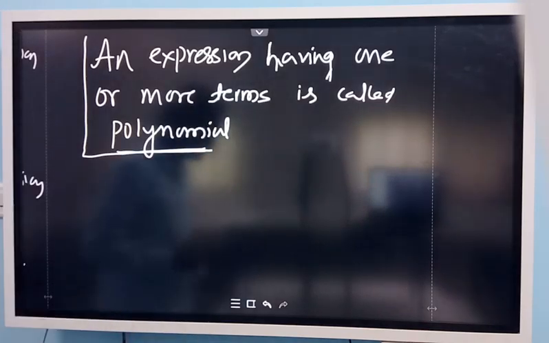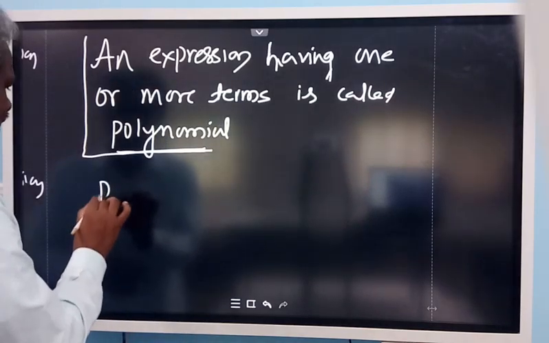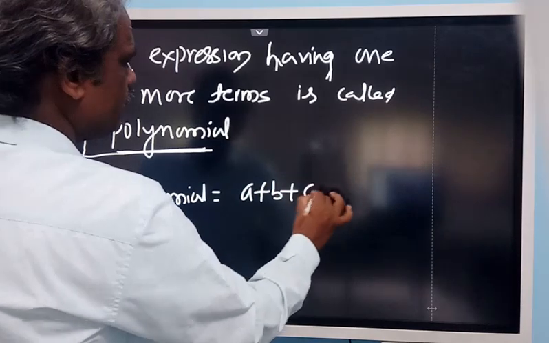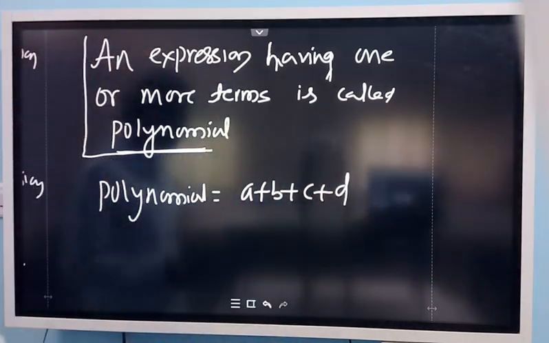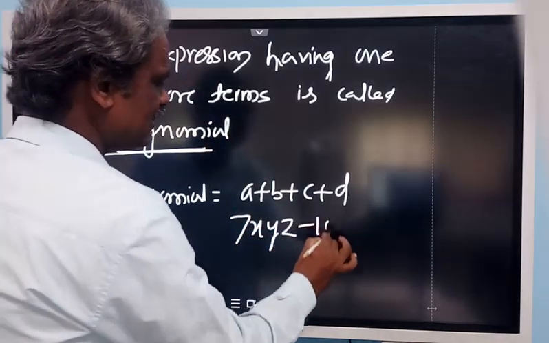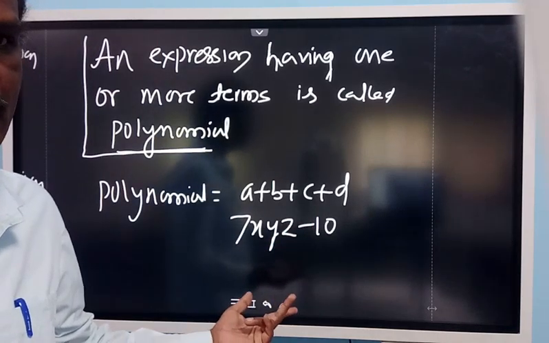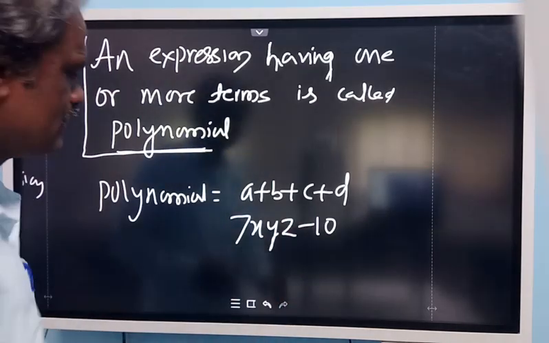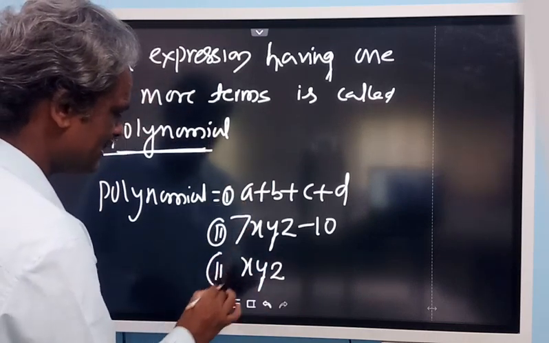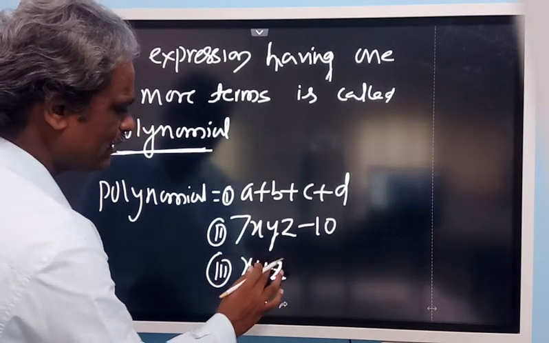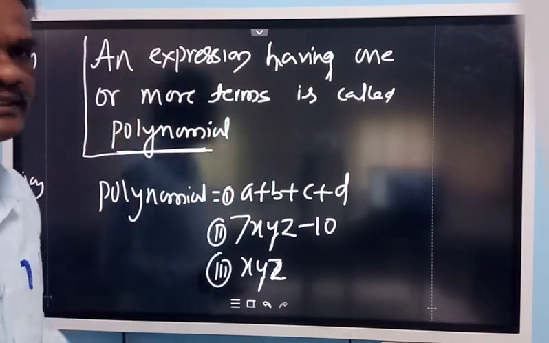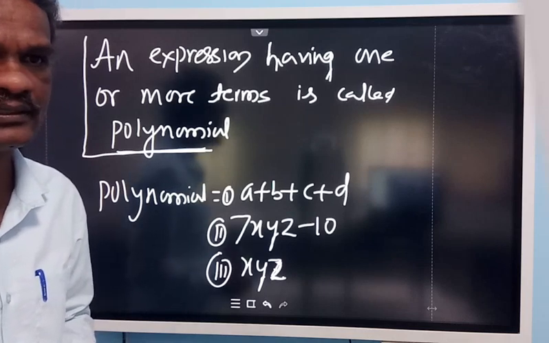Now we can write some examples of polynomials. a plus b plus c plus d is a polynomial with 4 terms. Another one, 7xyz minus 10, is a polynomial having 2 terms. It's a binomial, but it is also a polynomial. Another example, xyz, is a polynomial with only 1 term, a monomial. A monomial is also a polynomial. All these we discussed are called polynomials.